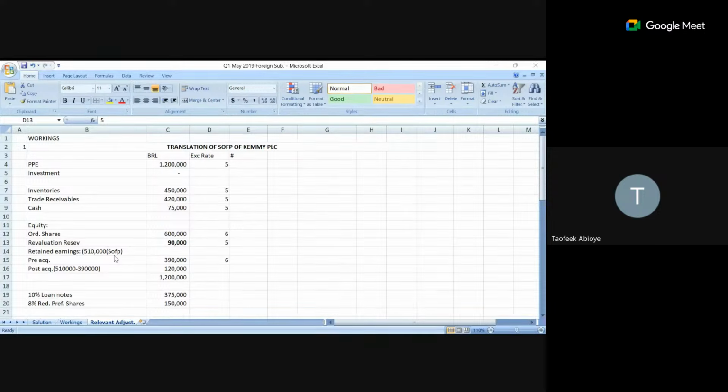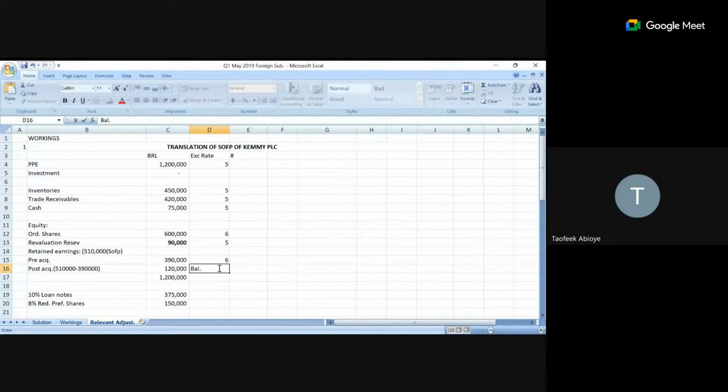So immediately when we are solving foreign subsidiary, let's take note. We must split pre-acquisition and post-acquisition. And that's why I split it here. We are going to split it into pre and post. Post acquisition is 510 in the SOFP. Pre-acquisition is 390. Then you deduct, 510 minus 390, it will give you 120. And that's why I show this 120 here. So this 120, the exchange rate will not be a DOA, it will be a balancing figure.